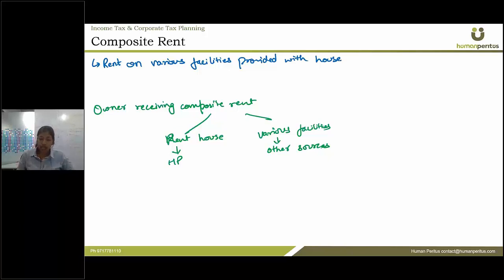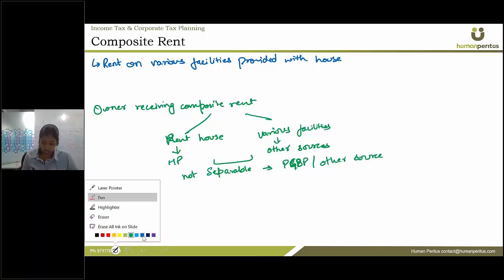Okay. And if it is not separable, if they cannot separate it, then the entire income will become either PGBP or other sources, as the case may be. So if it is not separable, it would be either PGBP or other sources.